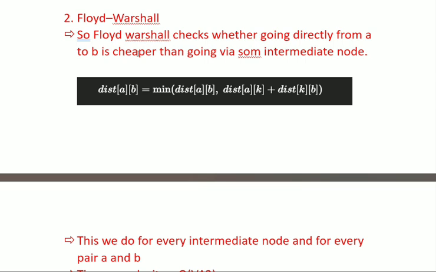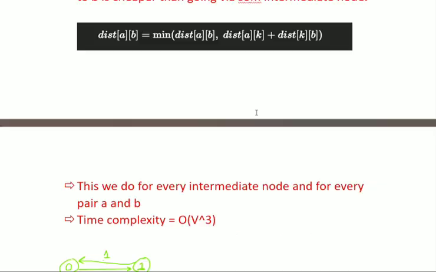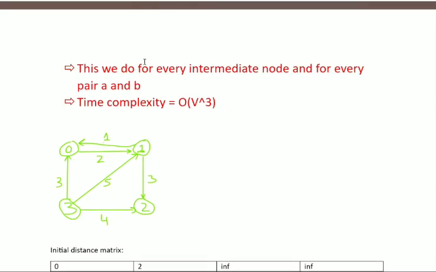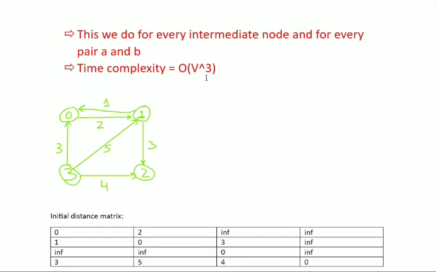So Floyd Warshall checks whether the distance of going directly is minimum, or if we go via some other cities, so it will take those distances. Suppose direct distance Delhi to Mumbai, or Delhi to Pune, and then Pune to Mumbai. So which distance is minimum? Floyd Warshall checks all these possibilities, and at the end it will return the shortest distance between two nodes in the graph. And this way we'll be doing it for all intermediate nodes and for every pair. So the time complexity is big O of V cube.